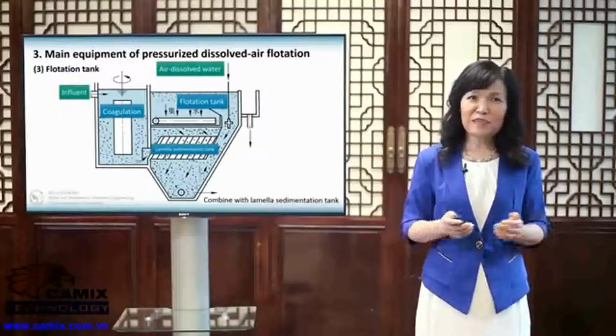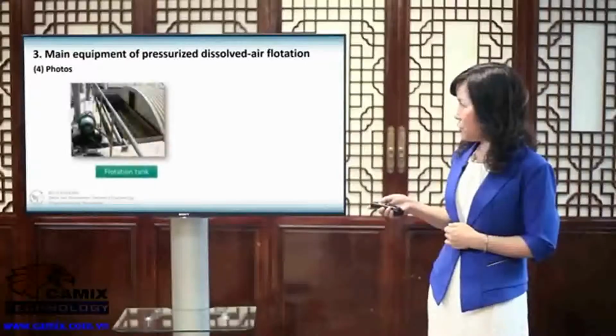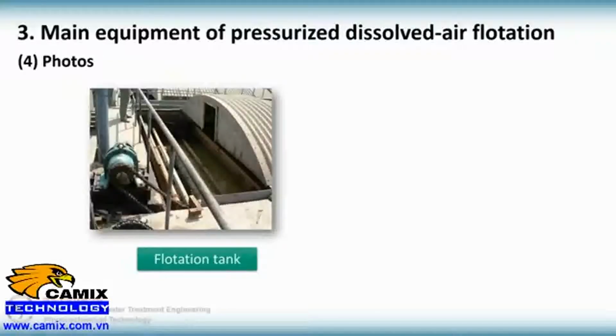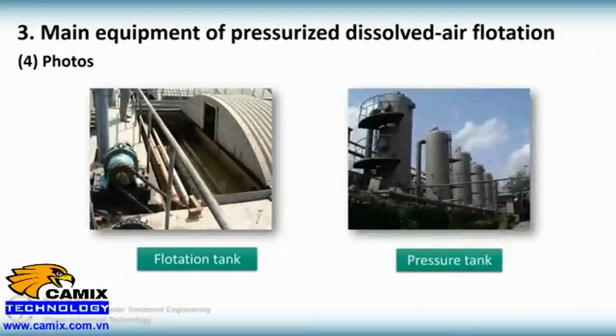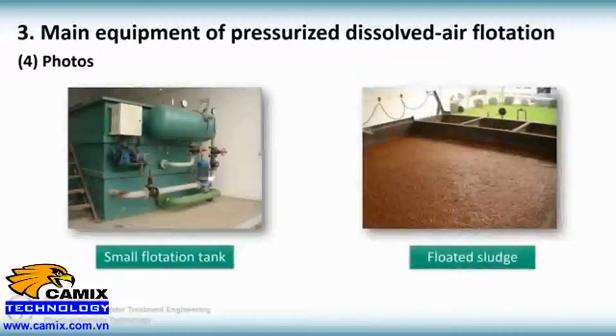Now I'll show you some photos of air flotation tanks. This is a flotation tank. This is a pressured air drum and a small-scaled air flotation tank. Scum on the surface of water is collected by a scraper.